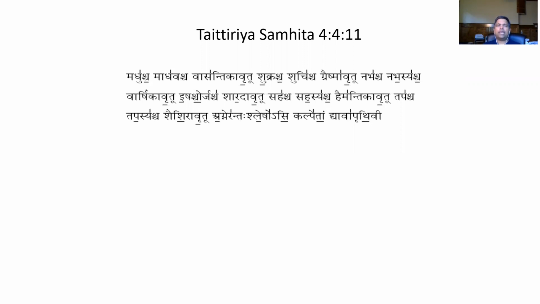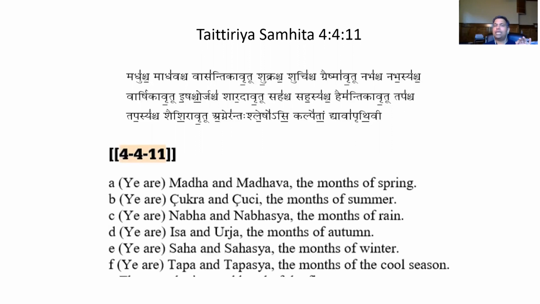For example, it begins with Madhuscha Madhavascha Vasantika Rutu. So in Vasanta Rutu, the 2 months are Madhu and Madhava. Now these are solar months, Saura Masa, and not to be confused with the Chandra Masa, such as Chaitra, Vaishak, Jeshta, Ashad, Shravan, Bhadrapad, etc. What we have on the screen is the list of 6 rutus and 2 months each for each of those rutus. And here is a quick translation.